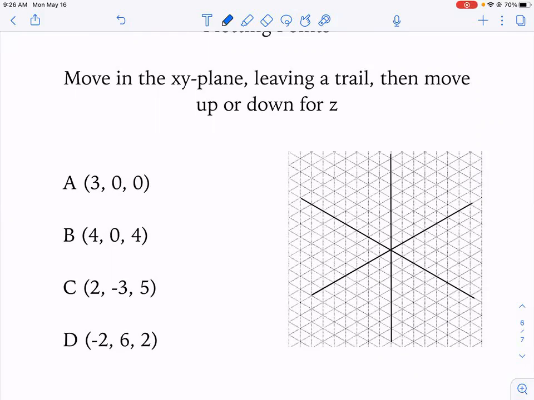So first of all, this is kind of tilted out. So remember, the x-axis is coming out at us. The y-axis is shooting off to the side, and the z-axis is the one going up to the sky.